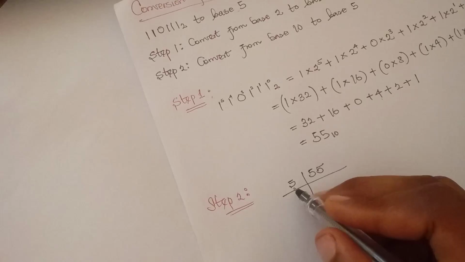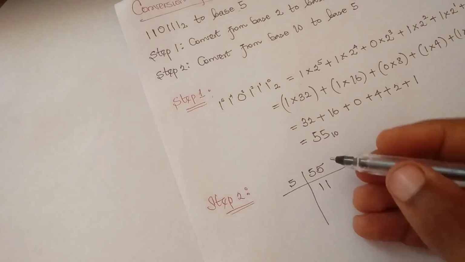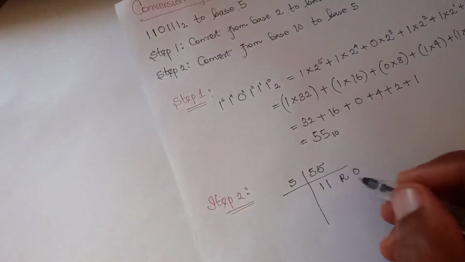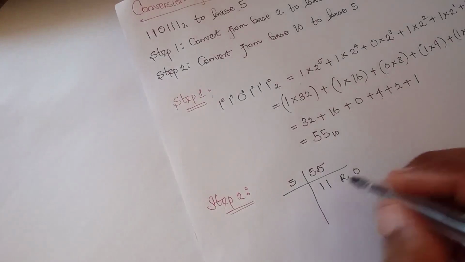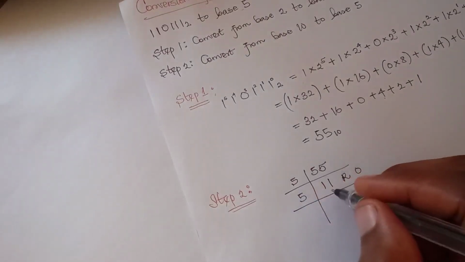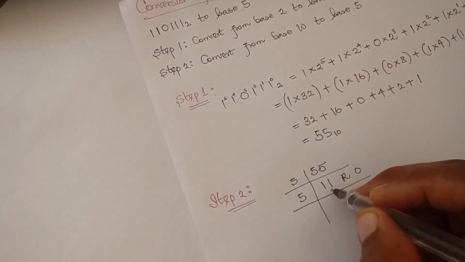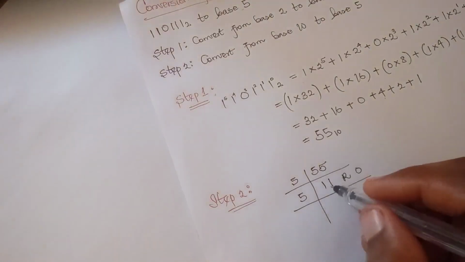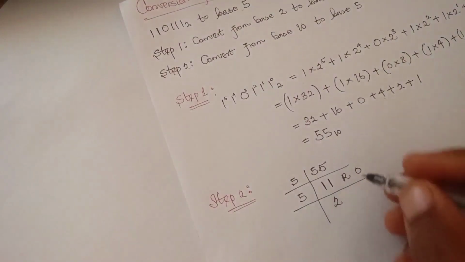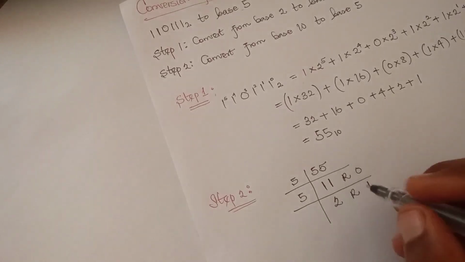So how many times will you see 5 in 55? That will be 11 times, remainder 0. Because we are dealing with number bases, we are dealing more with the remainder. So we have 11 remainder 0. Draw another line. 5 again, divide until we get 0. Now 11 divided by 5 gives us 2, because 2 times 5 is 10. So we have 2 here, remainder 1.